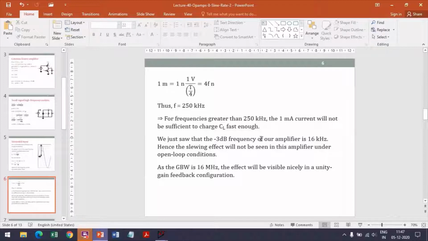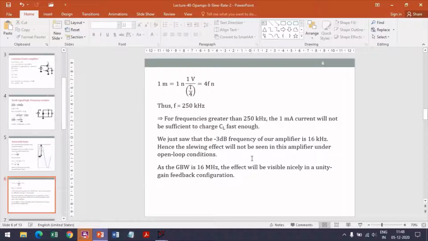So to observe the slewing effect, it is most effective if we put this circuit in a unity gain feedback, because with unity gain feedback, the 3 dB frequency will become 16 megahertz, the gain bandwidth product, and 16 mega is greater than 250 kilo. So we'll see a nice slewing effect in a unity gain configuration. In fact, these numbers tell us that often slewing becomes a problem for amplifiers when they are put in unity gain feedback, so that the gain is smaller but the bandwidth is larger, and then slewing becomes more of importance or worry, whichever way one looks at it.